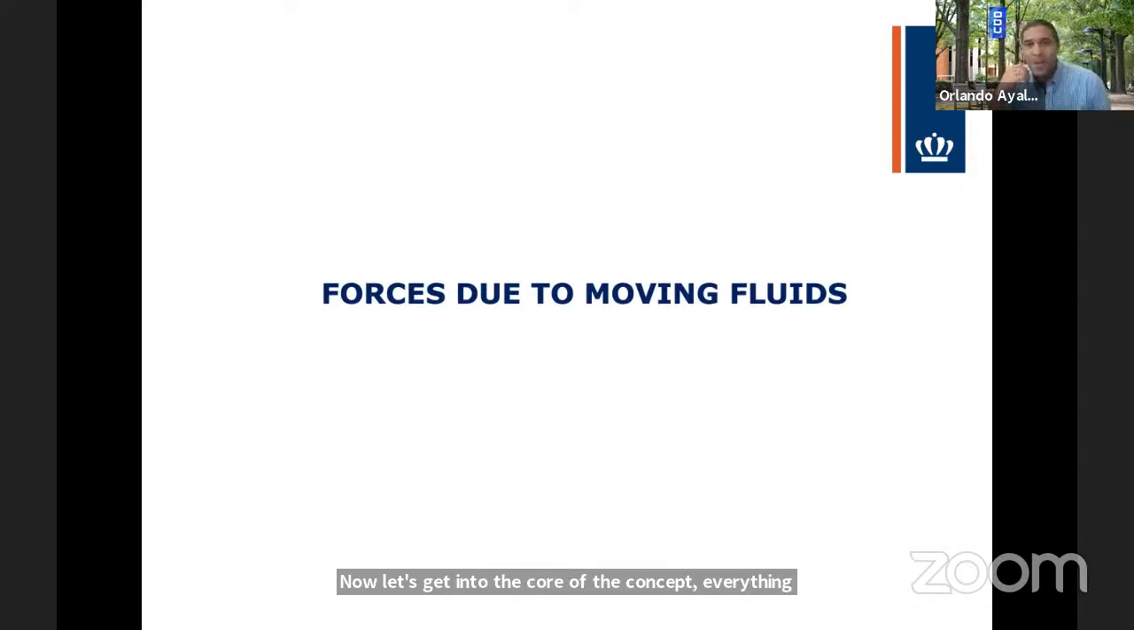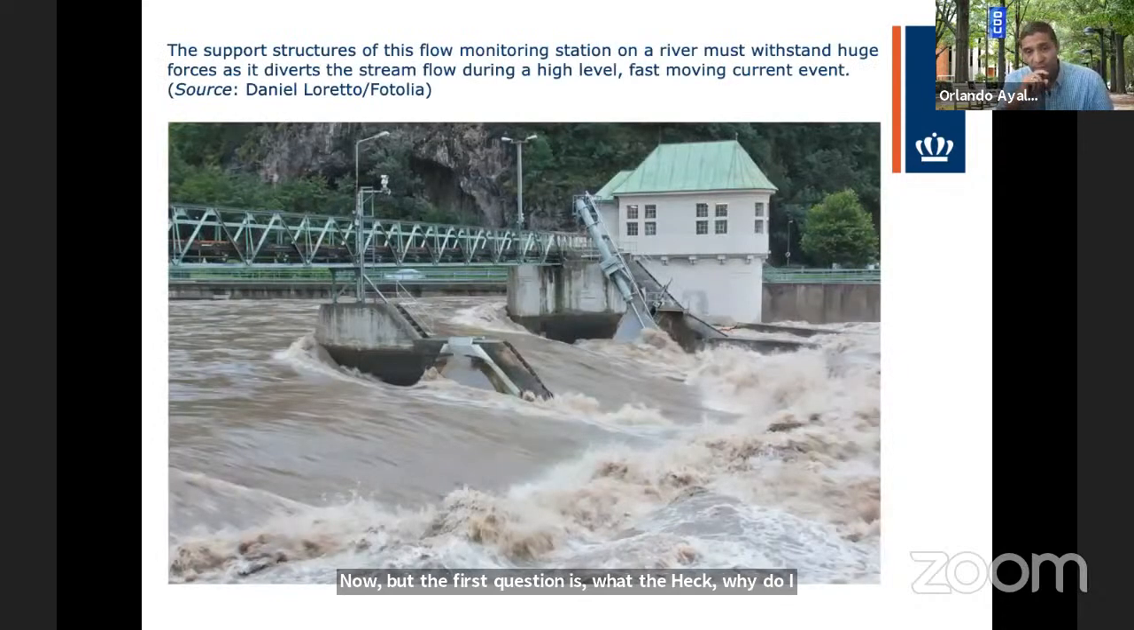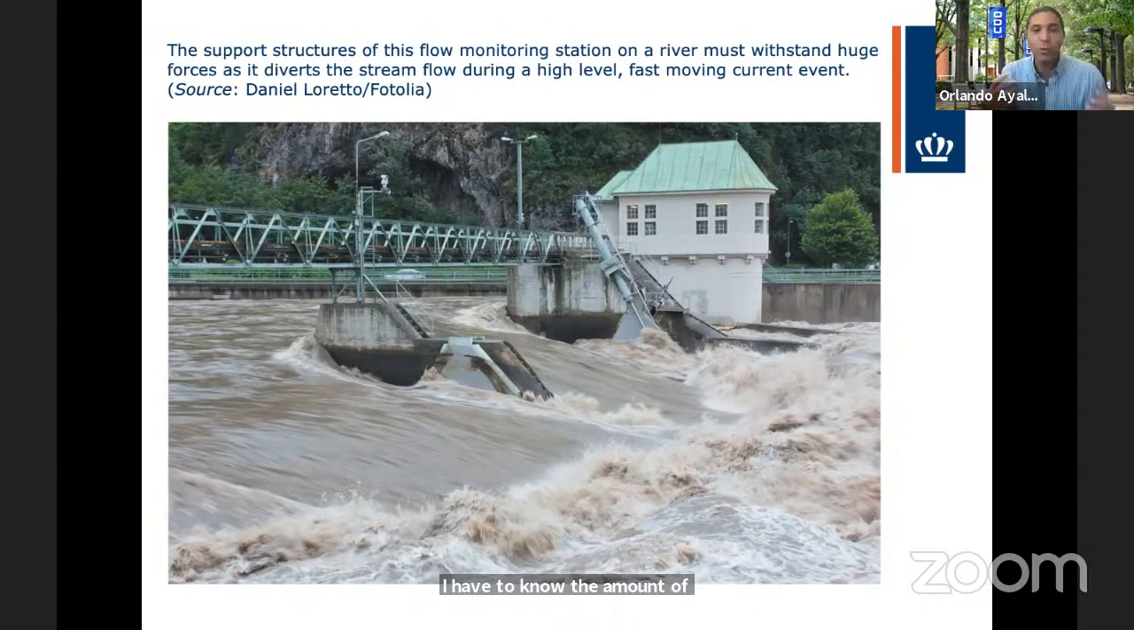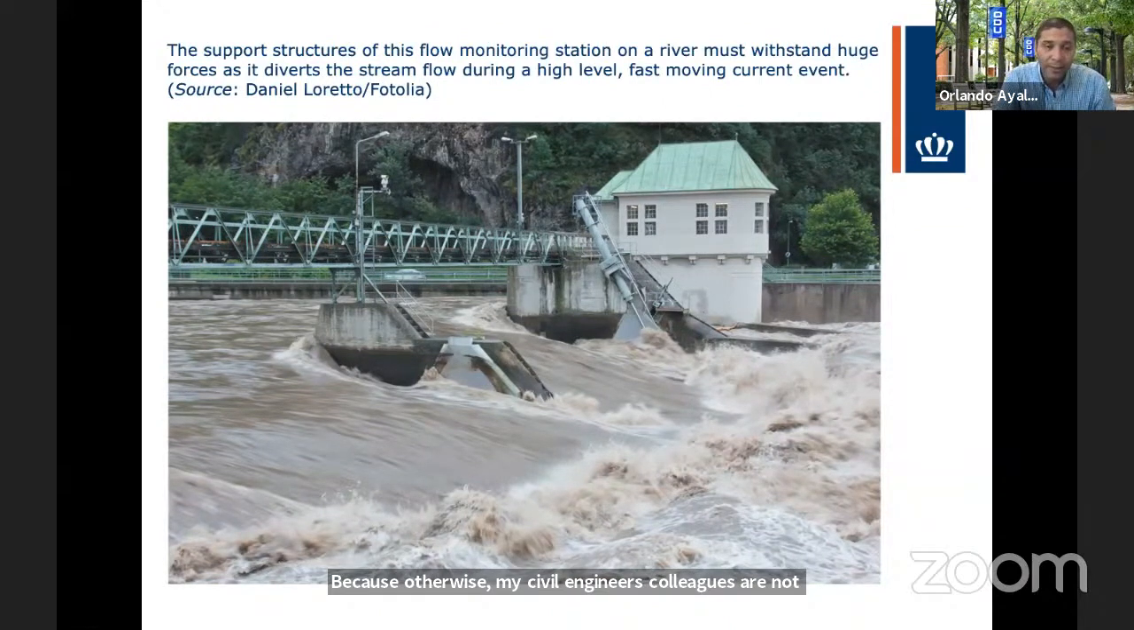Everything that I just taught you was an introduction to get you ready for how to compute forces due to a moving fluid. But the first question is, why do I need this? Well, if you have a situation where a river is hitting a structure and you want that structure to be well designed, I must know the value of those forces. Otherwise my civil engineer colleagues are not going to be able to design that structure properly.